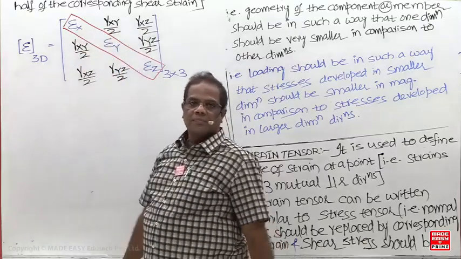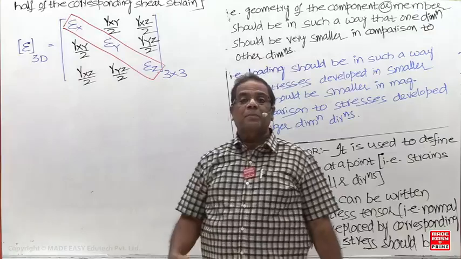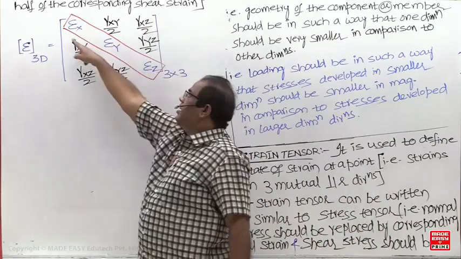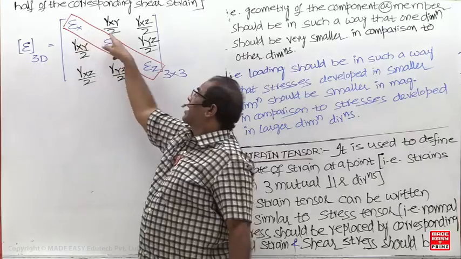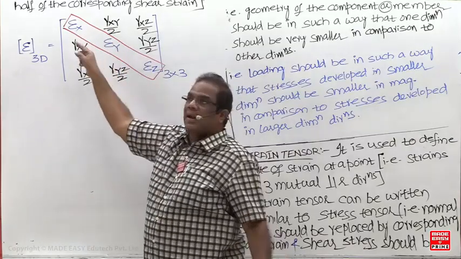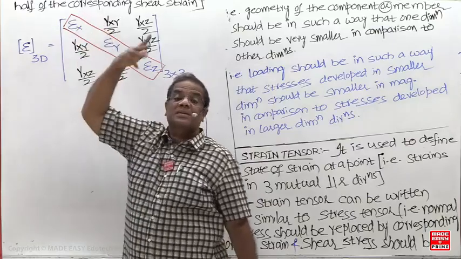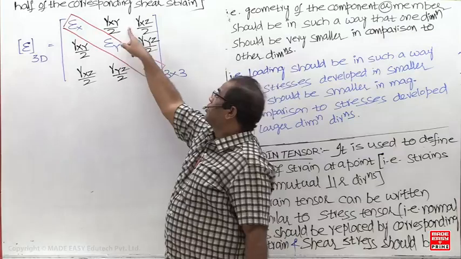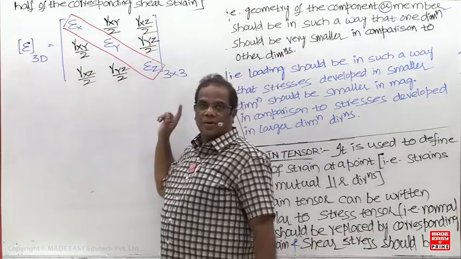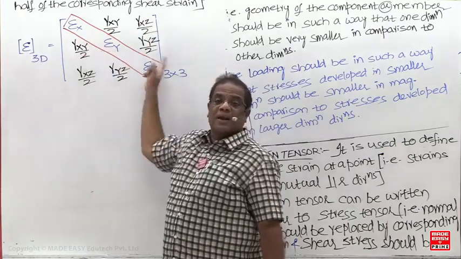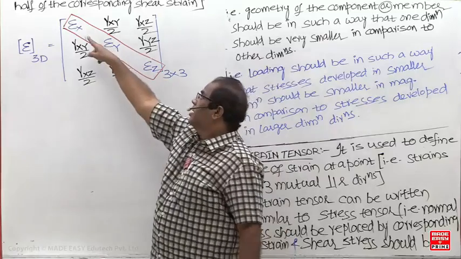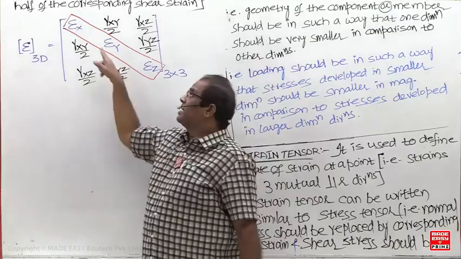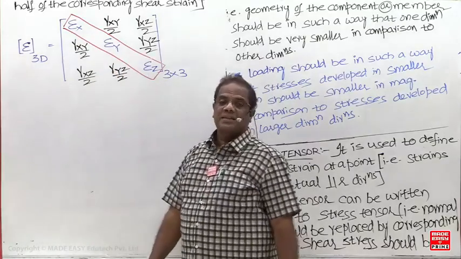Principal plane. The principal plane you have studied: on that plane shear stress is 0. Suppose these two are 0, then directly this row will become a principal plane. Then directly this will become a principal strain. Now this is 0, this is 0, this is 0, means automatically these three are 0. Only you are going to get epsilon x, epsilon y, epsilon z. So directly this row will become a principal plane, and then these become principal strains.